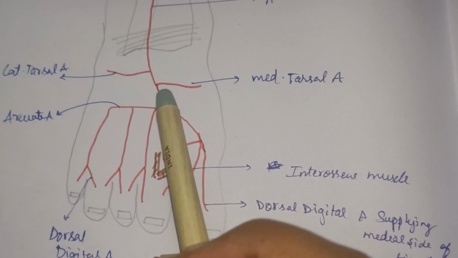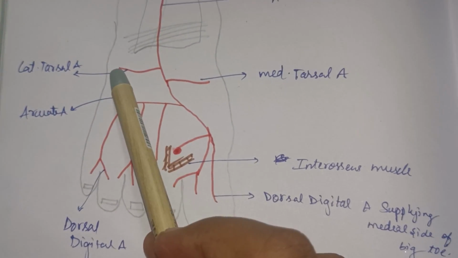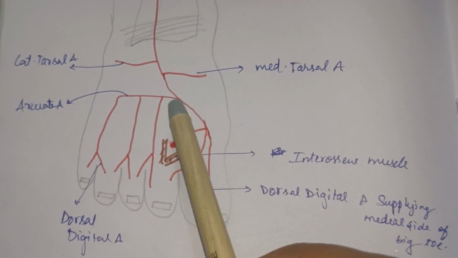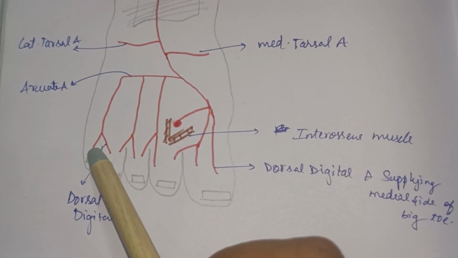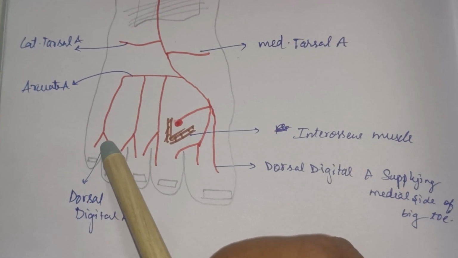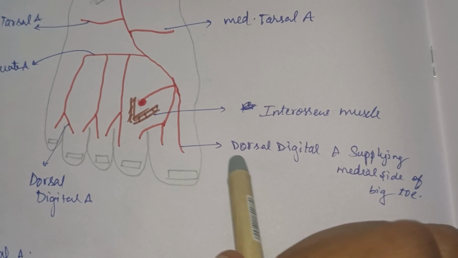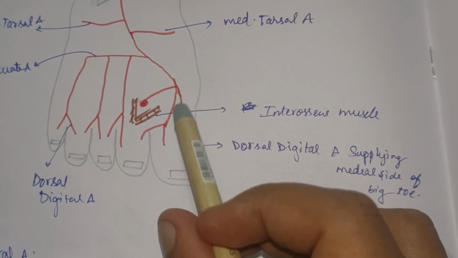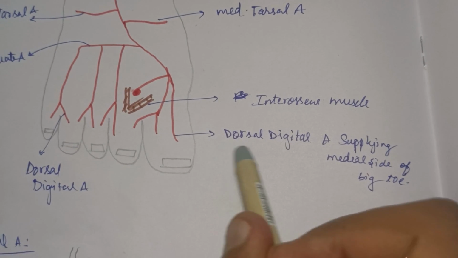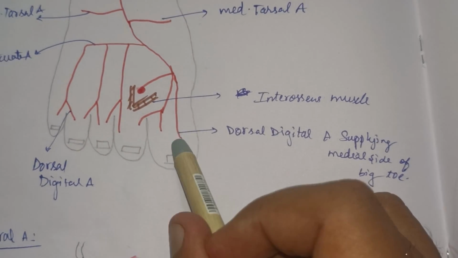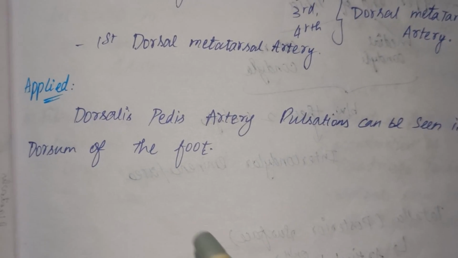As I already mentioned, the branches are lateral tarsal artery, medial tarsal artery, and arcuate artery, which gives rise to second, third, fourth dorsal metatarsal arteries, and the first dorsal metatarsal artery, which supplies the medial side of the big toe, also called the dorsal digital artery. This one, right? Okay. So let us see its applied aspects.